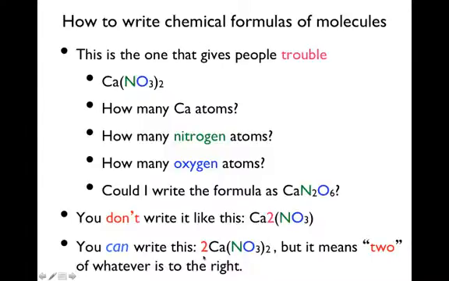So what it's saying is, if this molecule is called calcium nitrate, and it is, a 2 in front of it means 2 calcium nitrates. The 2 as a subscript over here means 2 sets of whatever is in the parentheses. And again, this may seem obvious to some of you, and it may seem confusing to other people.